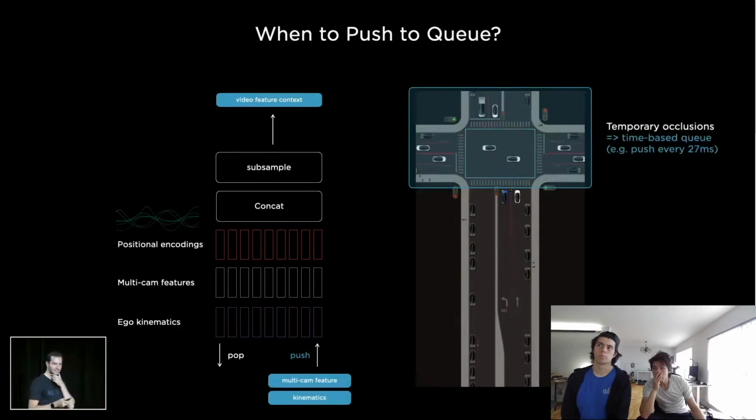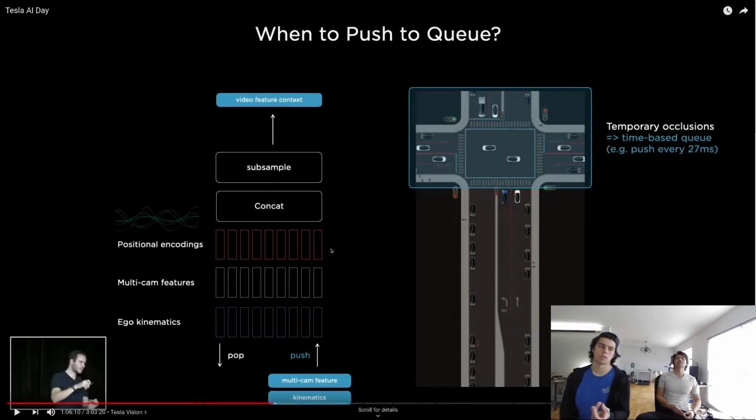So number one, with respect to the feature queue and when we want to push into a queue, obviously we'd like to have some kind of a time-based queue where, for example, we enter features into the queue every 27 milliseconds. And so if a car gets temporarily occluded, then the neural network now has the power to look and reference the memory in time and learn the association that, hey, even though this thing looks occluded right now, there's a record of it in my previous features. So it's using the queue as a memory, because it can look back and see there was some car in this area before. That's right.